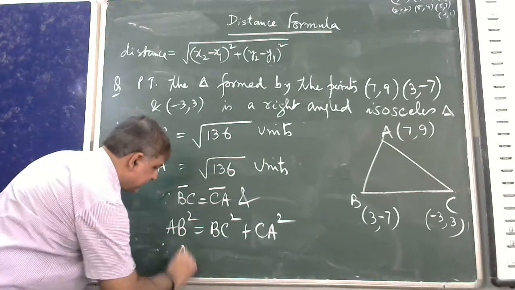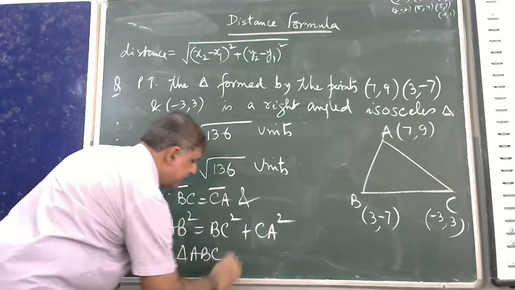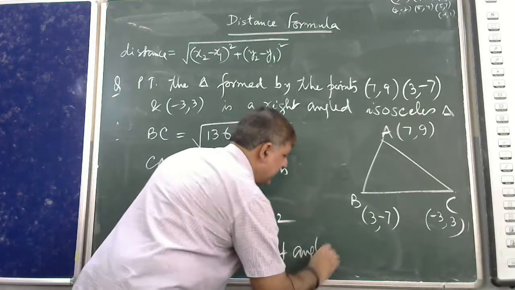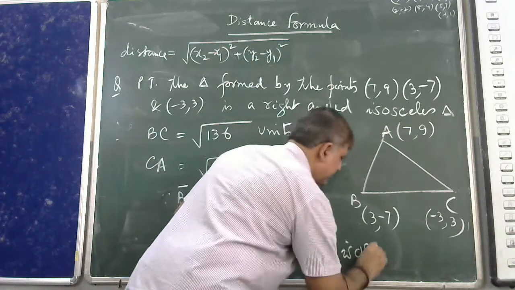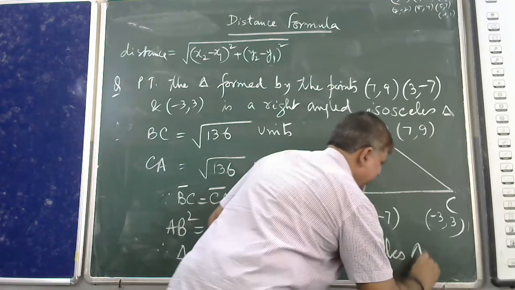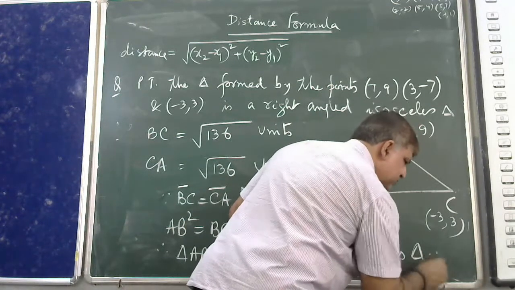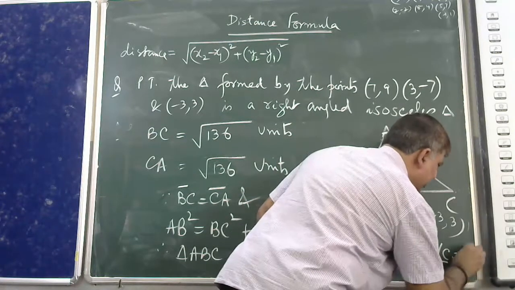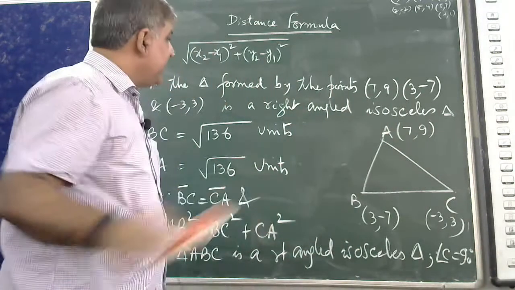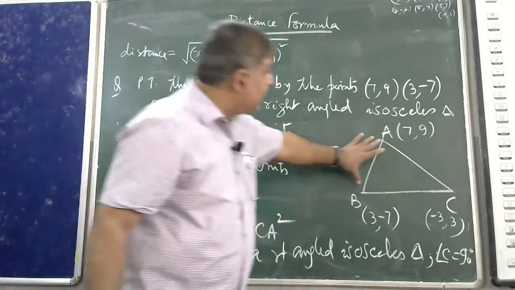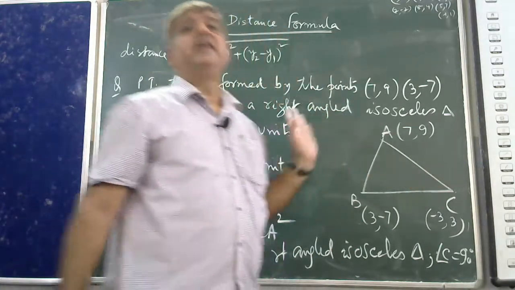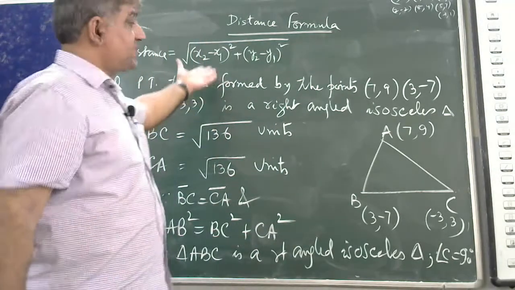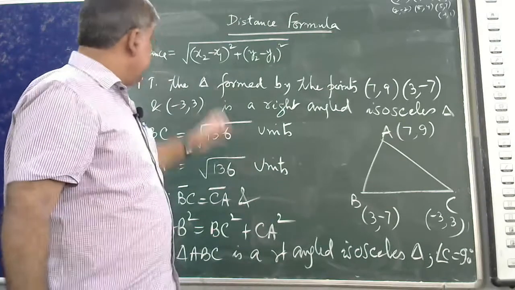Therefore, triangle ABC is a right angle isosceles triangle. You can also signify that angle C is equal to 90 degrees. Which angle is 90 degrees? AB square, so AB is the hypotenuse. So angle C should be 90 degrees. So this is the application of this distance formula here.